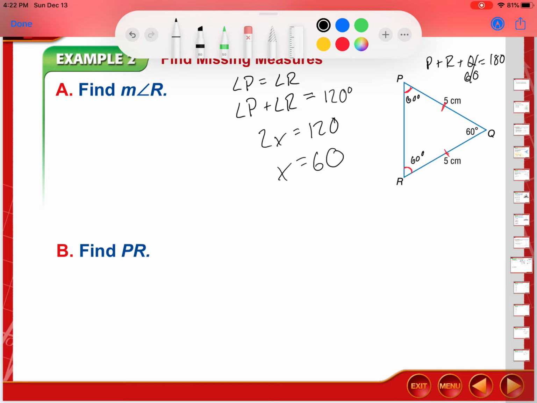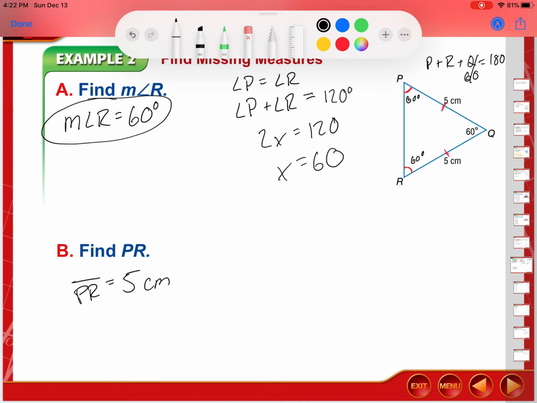So I know each of these angles is 60 degrees, and if each of the angles is 60 degrees, then all the sides are also the same, because that would be an equiangular triangle, which means it's equilateral. So for this problem, the measure of angle R is equal to 60 degrees. And then we can also say line PR is equal to 5 centimeters.